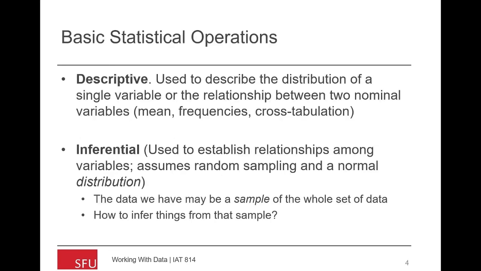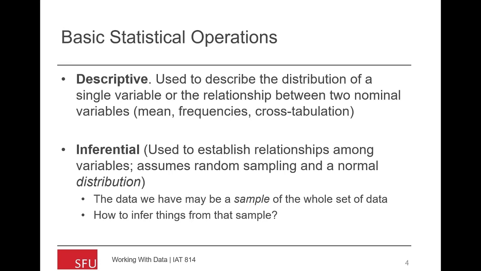So the basic statistical operations that you should be aware of is first, descriptive statistics, and those are used to describe the distribution of a single variable or the relationship between two variables, or perhaps more variables, but we're just going to talk about one variable or two in this lecture series. The other thing that statisticians do is they are interested in inferential statistics, and the purpose of inferential statistics is used to establish relationships among variables.